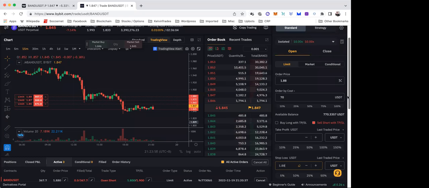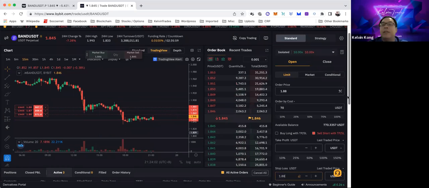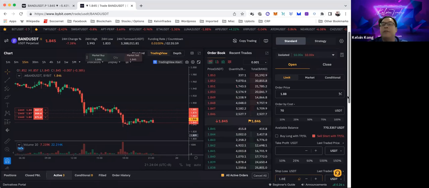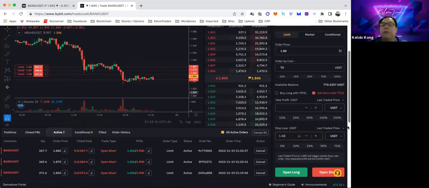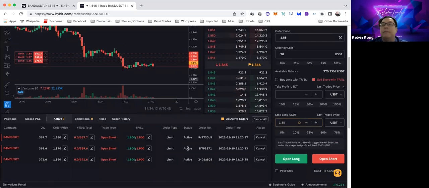Okay. Understood. Yeah, because we are doing isolated margin. If we are doing cross, very dangerous. That's why I said don't ever use cross, never use cross. That's what I always say. Okay, I understand. So you only lose whatever amount you put in.